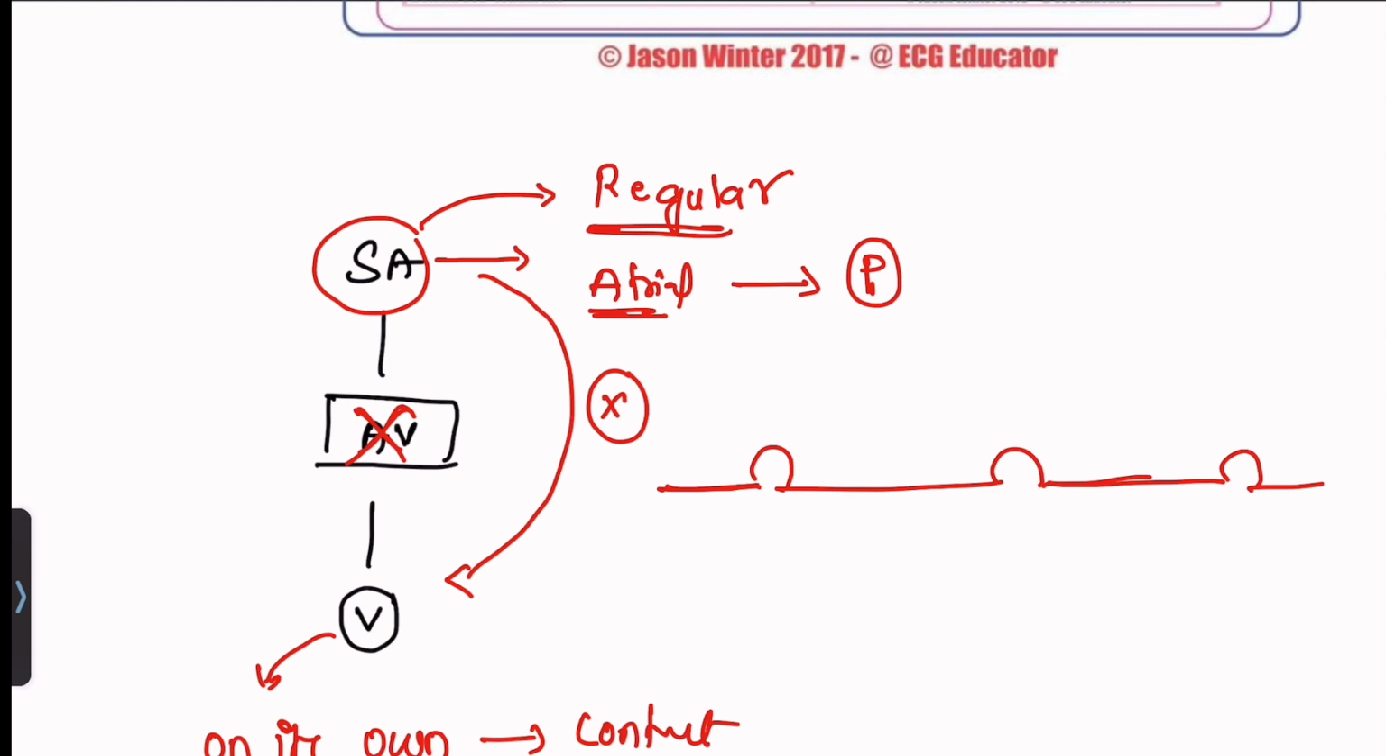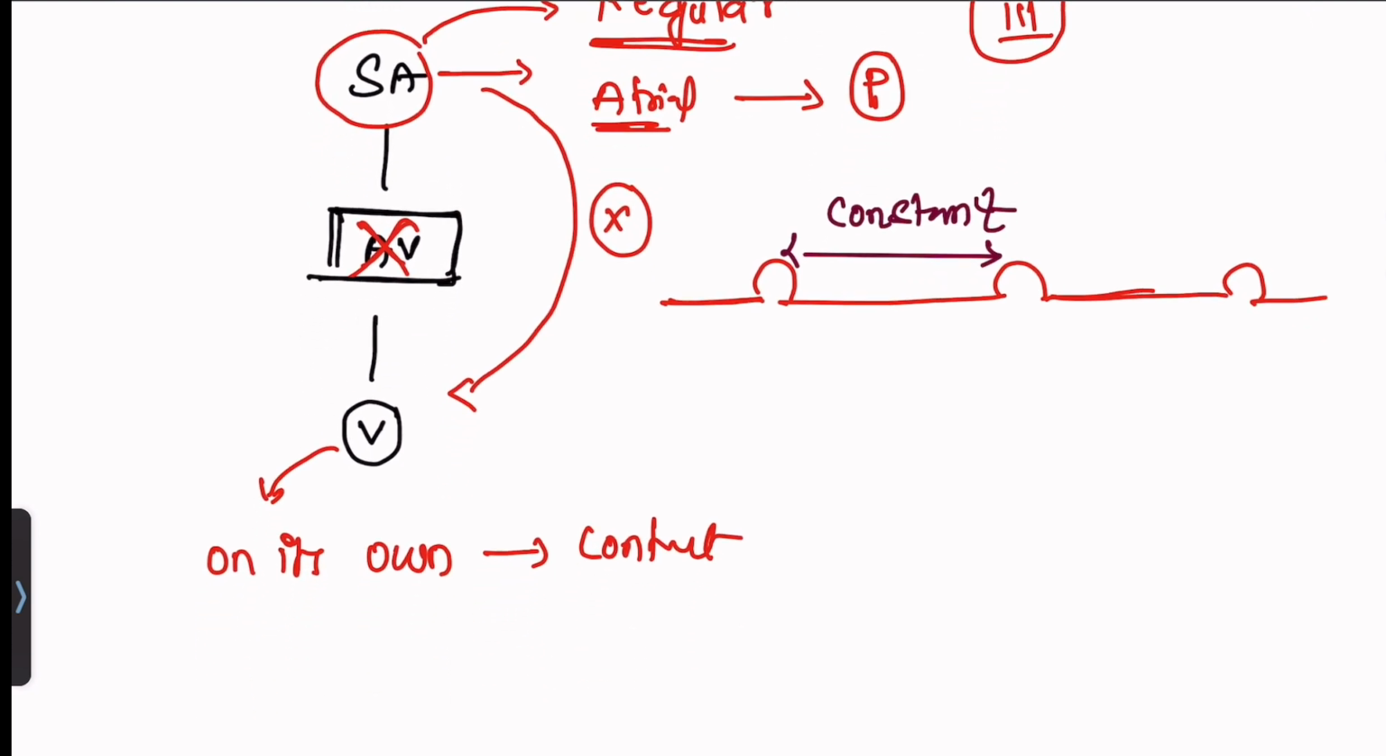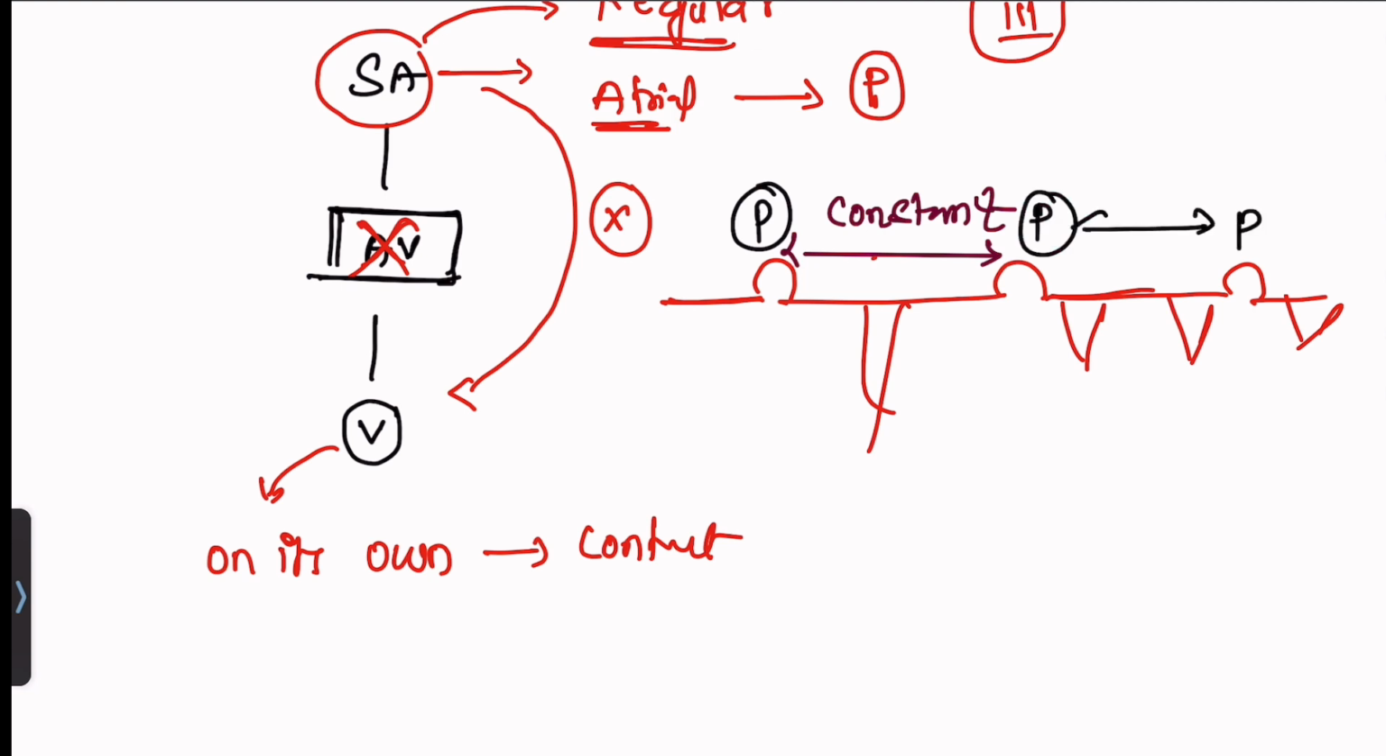whereas in third degree heart block, the AV node will be completely blocked, right? But the impulses from the SA node are constant and regular. So you can see that the PP interval will be constant. The ventricle contracts on its own, but the ventricular contractions are not regular. You can see a QRS complex here one, here one, here one, here one. It is irregular. But when you see the atrial depolarization, there are regular P waves with regular interval.